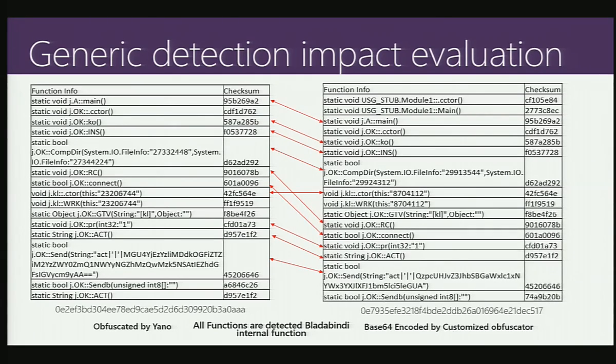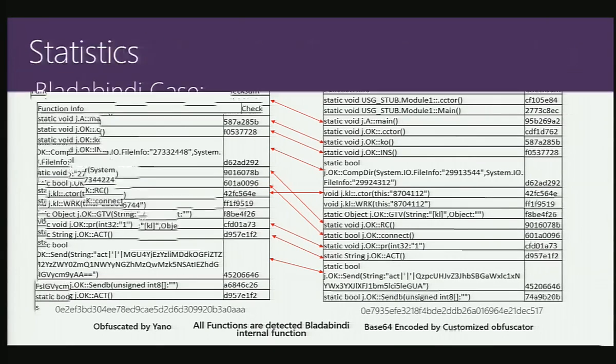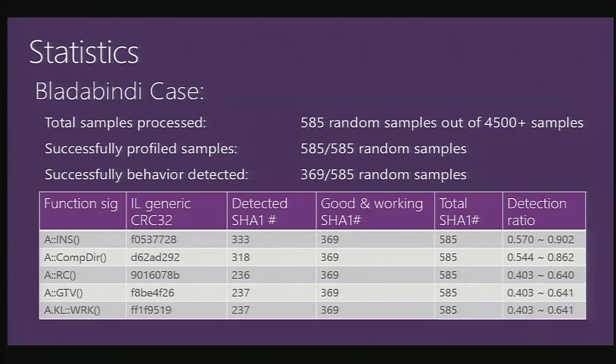So we can see that it might be really good for some, probably not human analysis, but machine learning-based analysis to categorize and cluster .NET malware. And the statistics go like this.